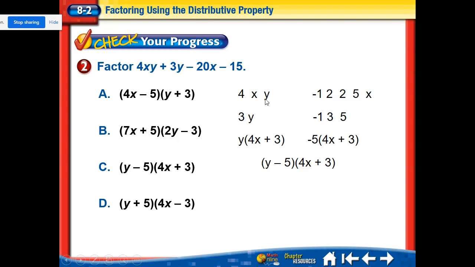So what's in common over here? Just the y, so the y comes out, and I'm left with 4x plus 3. Then over here, a 5 is in common and the negative 1, so it's negative 5. 2 times 2 times x is 4x, and then just the 3. Are they the same? Yes, they are. So then I write my answer, which corresponds to C.